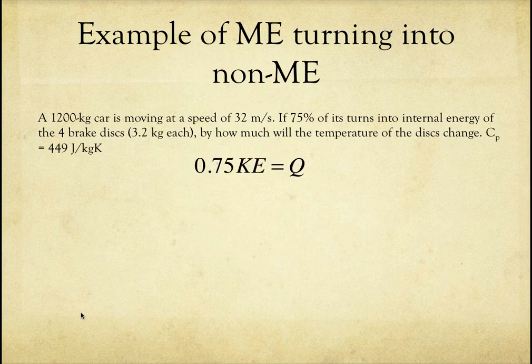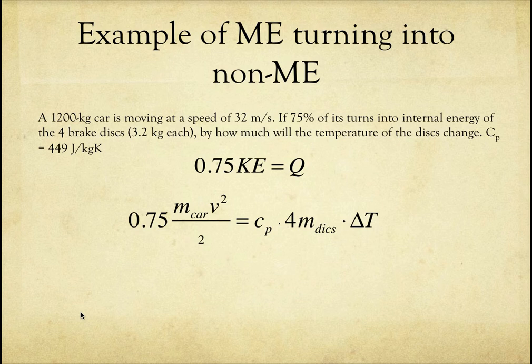So 75% of kinetic energy of the car turns into its internal energy. Not just its internal energy, but the internal energy of the brake discs, because those are the places where your friction is taking place. That's where friction is working. And so 75% goes into discs and the other 25 go into tires, air, and whatnot. So how do I find kinetic energy of the car? mv squared over 2.